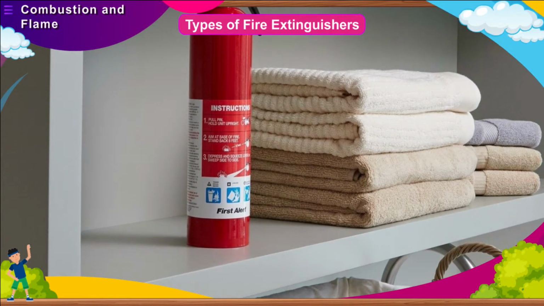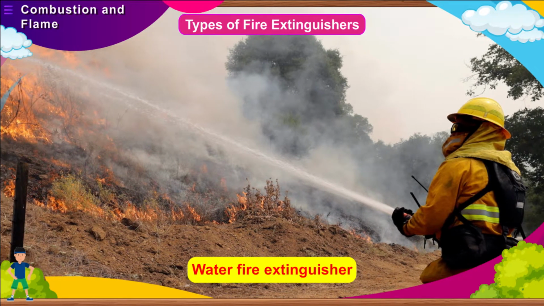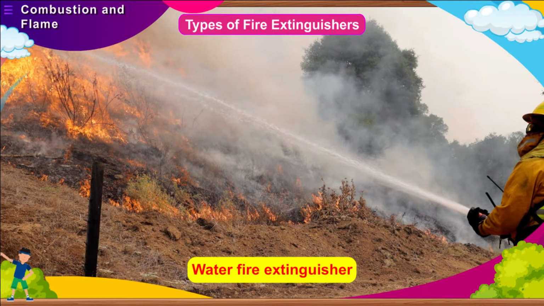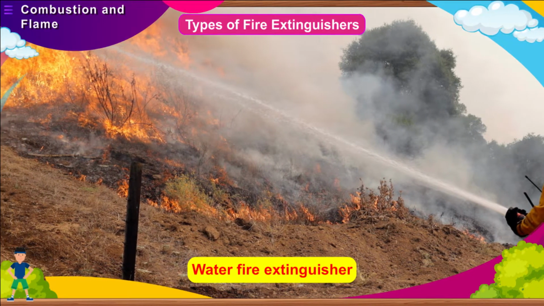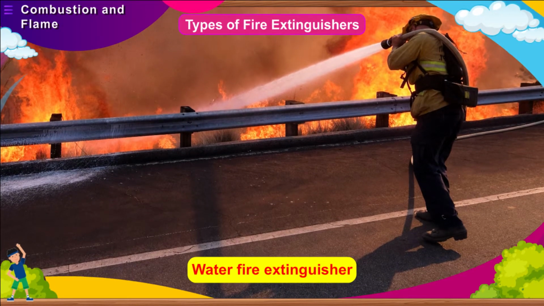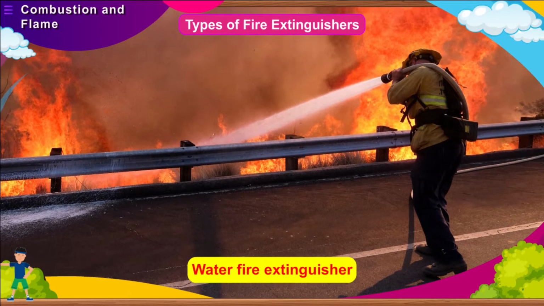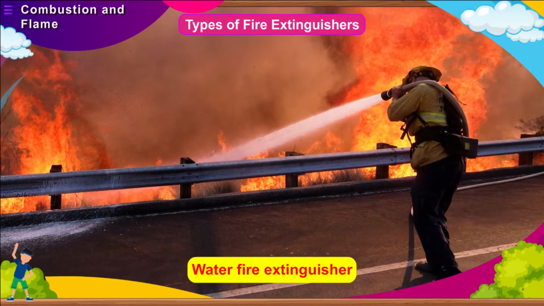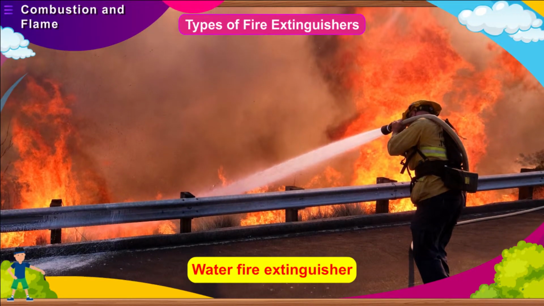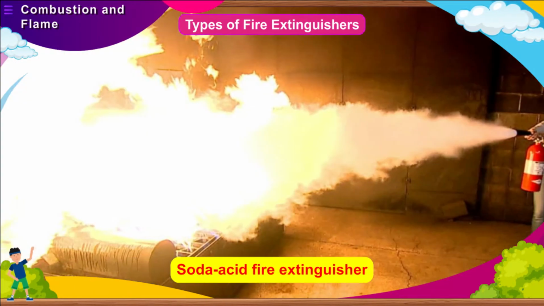Types of fire extinguishers. Water fire extinguisher. The firefighters spray water to extinguish big fires. Water fire extinguishers are suitable for extinguishing fires involving solid, combustible substances such as wood, paper, and textiles. But it should not be used in putting off fire in electrical wiring or electrical equipment, as water is a good conductor of electricity and can electrocute the person involved.